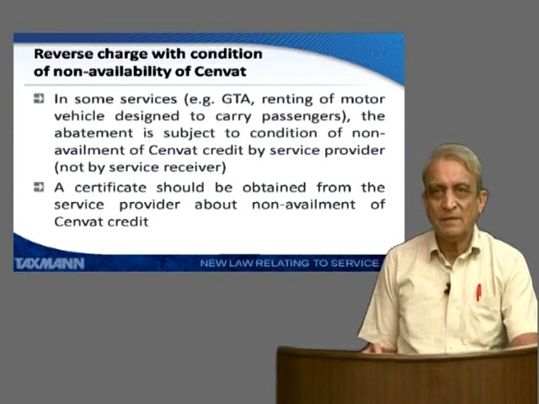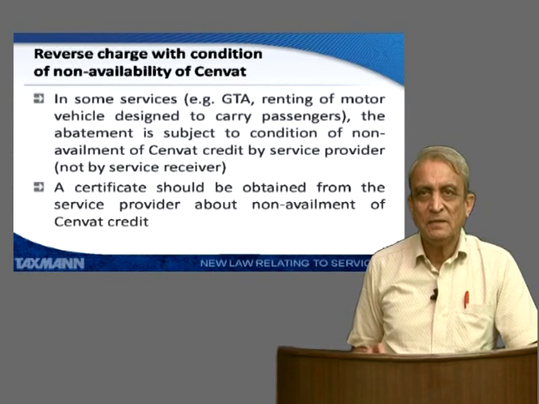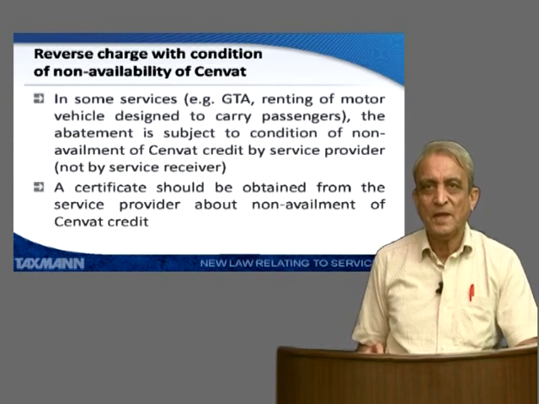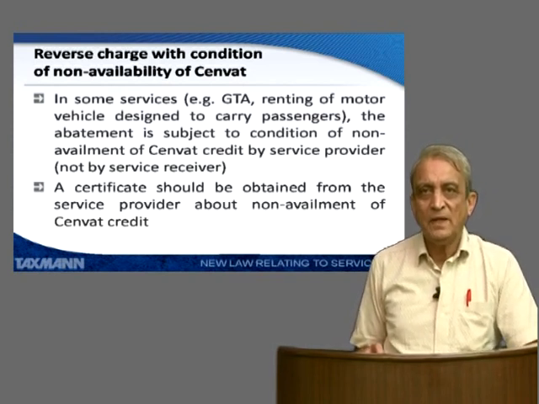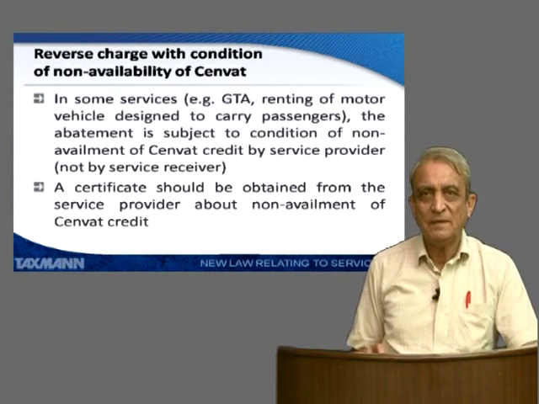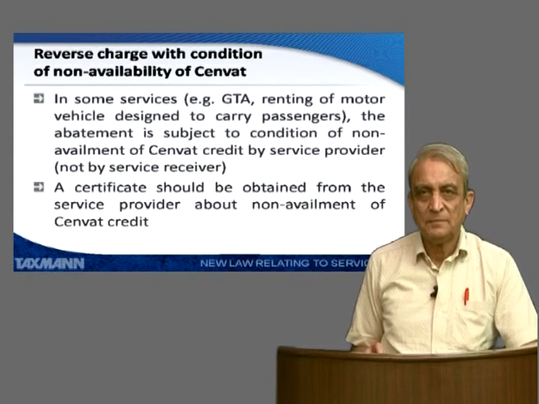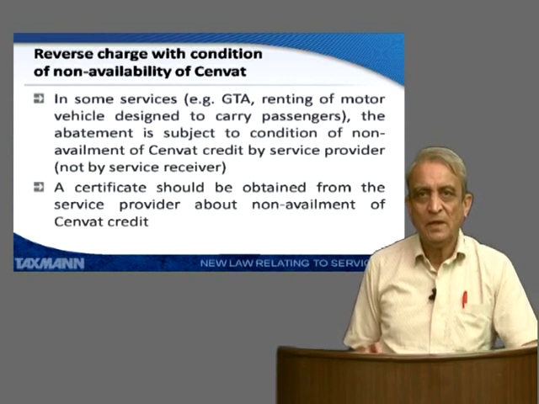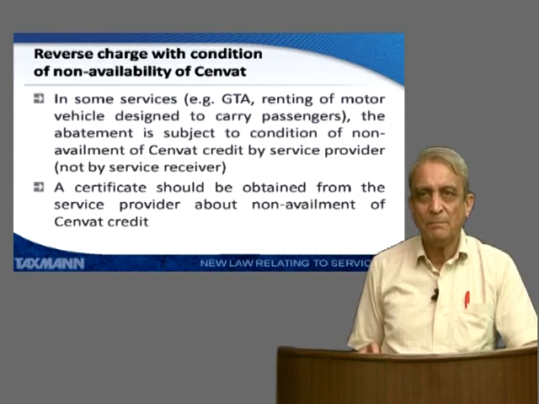Now, in such cases where the abatement is subject to the condition of non-availment of Cenvat Credit and where the liability of service tax is on the service receiver, the service receiver should obtain a certificate from the service provider that he has not availed the Cenvat Credit. Now, in case of GTA, such a certificate may be obtained on the consignment note itself, or it may be obtained separately.